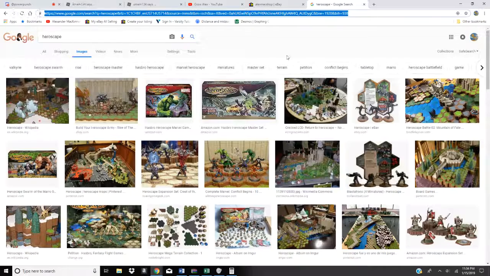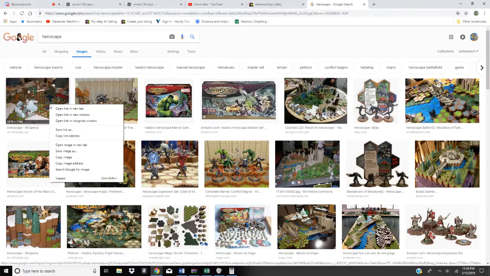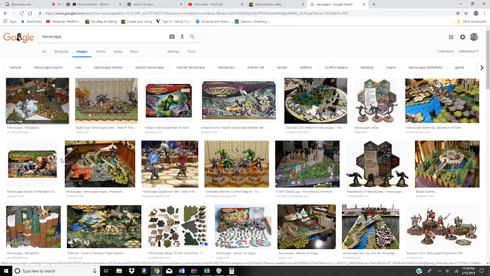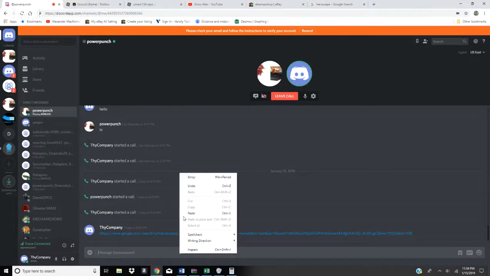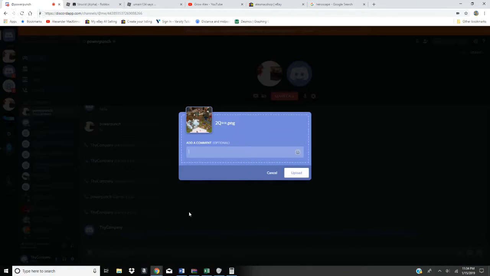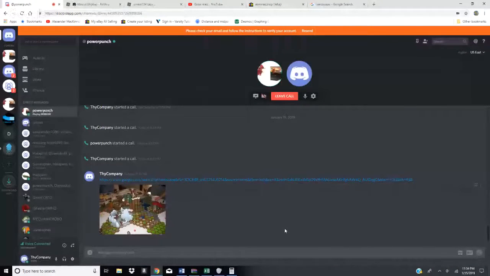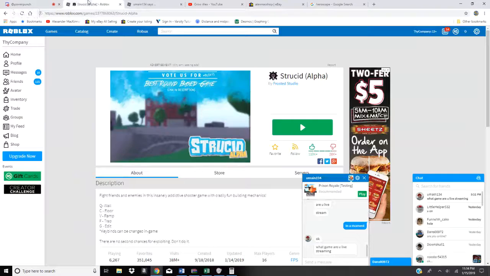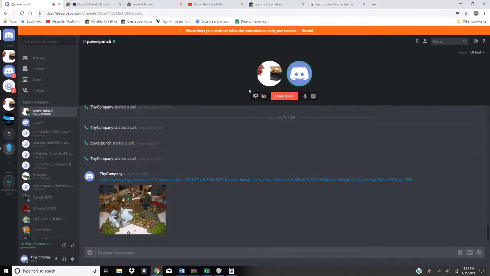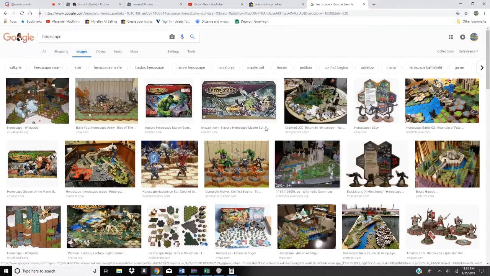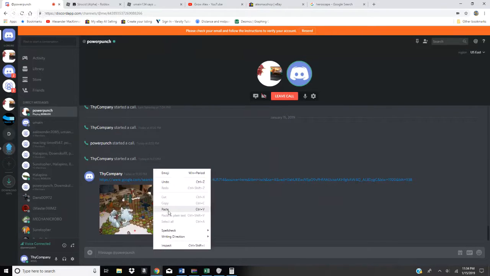Let me see if I can find it. I'm trying to copy the image into Discord here. Well, I just sent you an image of what Heroescape kind of looks like. These are images of people playing the game.